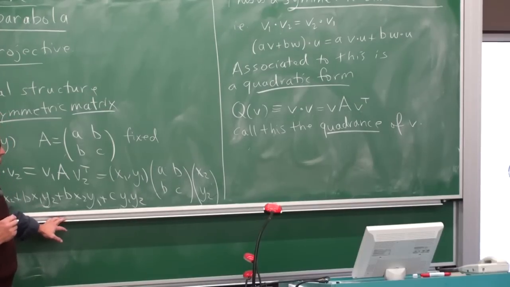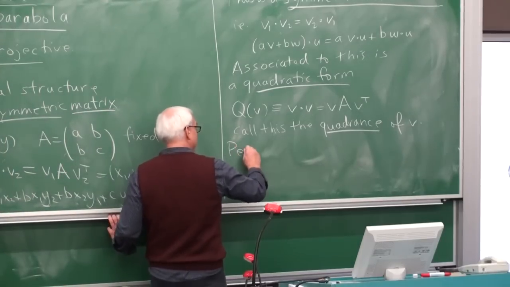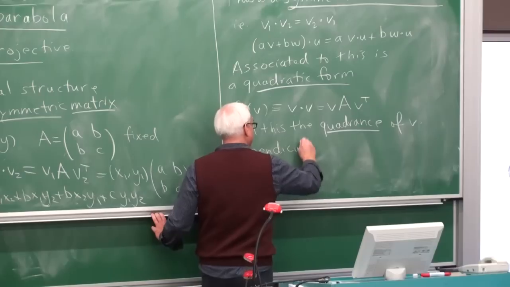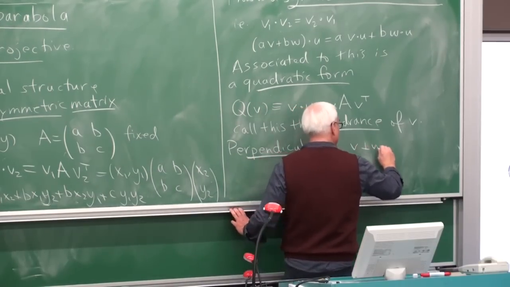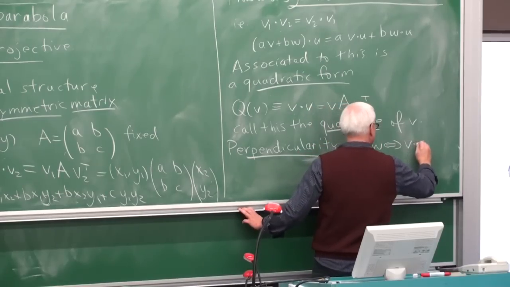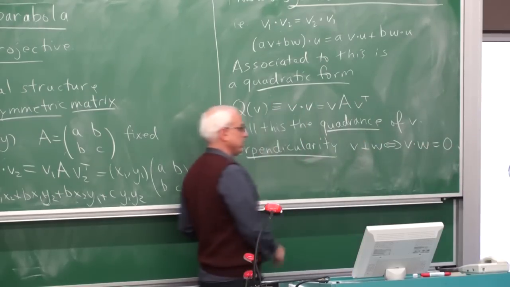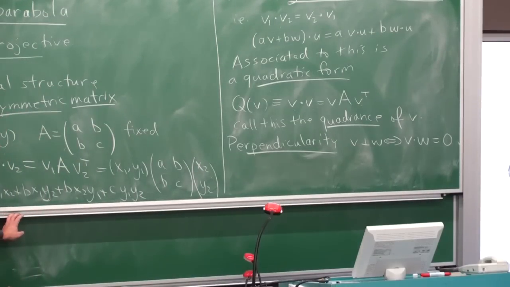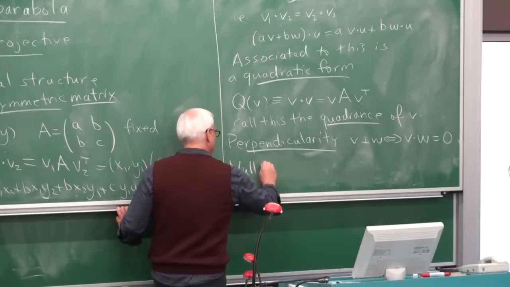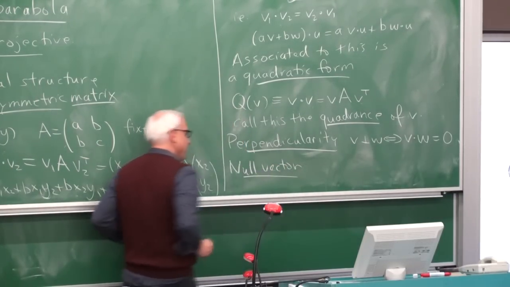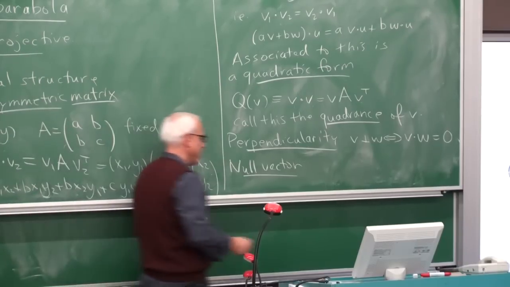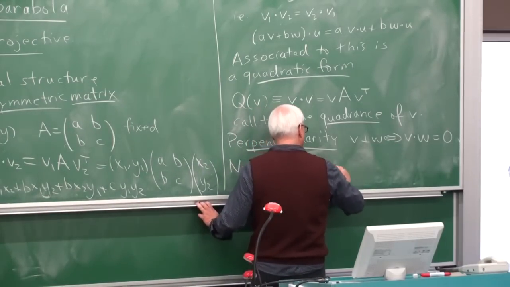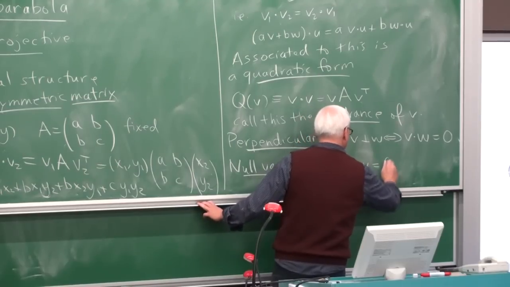Also associated to this is a notion of perpendicularity. V is perpendicular to W, we define that to be precisely when the dot product is 0. And another notion is the notion of a null vector. A null vector is a vector which is perpendicular to itself. So that's a vector V such that the quadrance of V, or V dot V, equals 0.